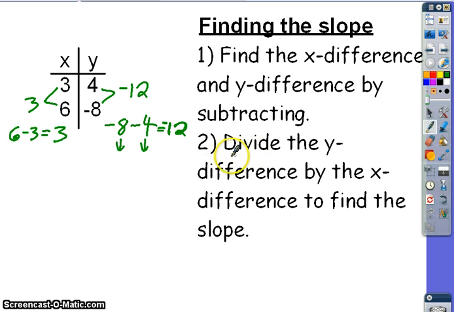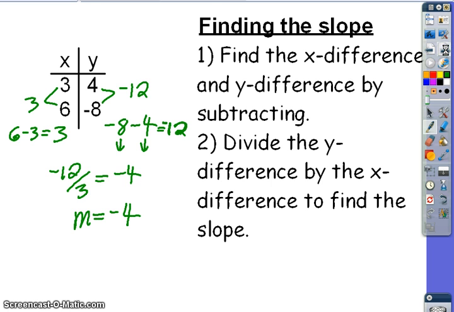Step 2 says to divide the y difference by the x difference to find the slope. So -12 divided by 3 gives me -4, so m is -4. All right, so there's my slope.